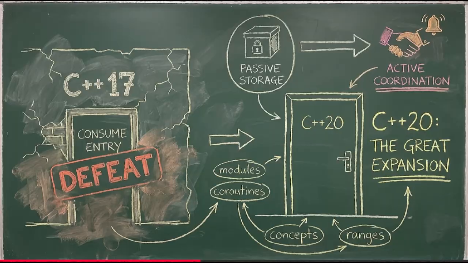So C++17 admits defeat on consume, but then we hit C++20, which the sources call the Great Expansion. A very fitting name. Because up until this point, we've only been talking about reading and writing memory. But C++20 moves from passive storage to active coordination.